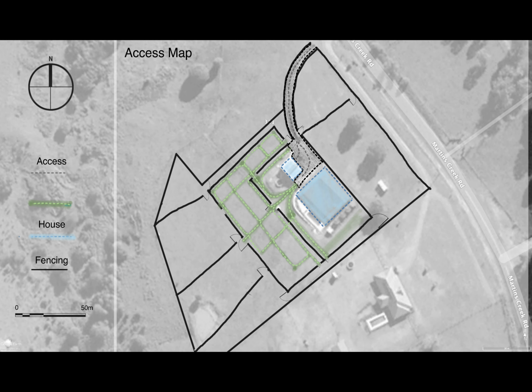The third map is the access map. This shows the entry to the property and any existing pathways. You can see I've highlighted the driveway here.